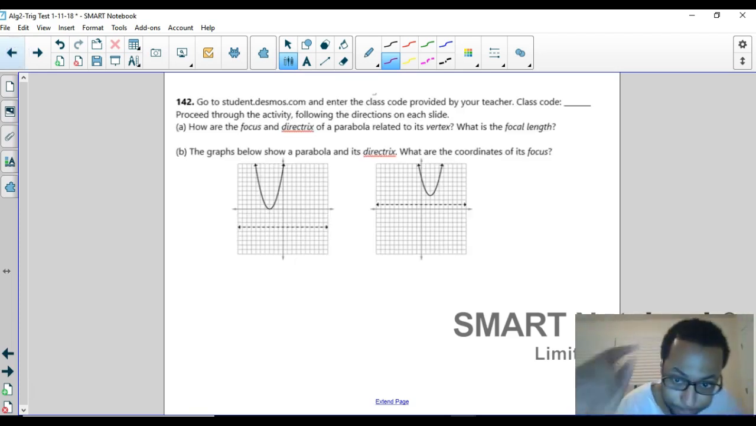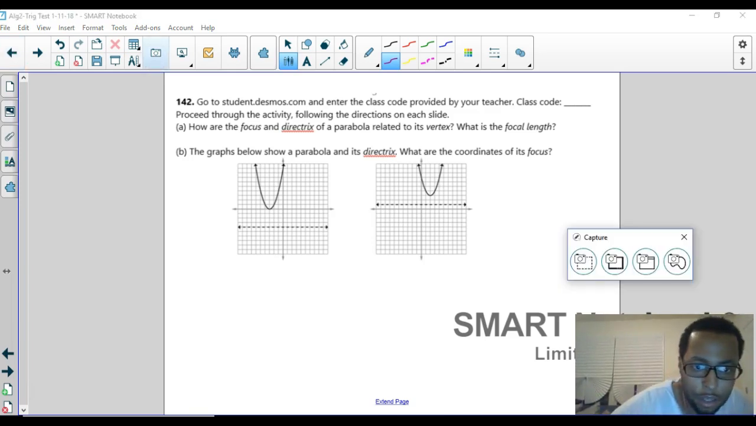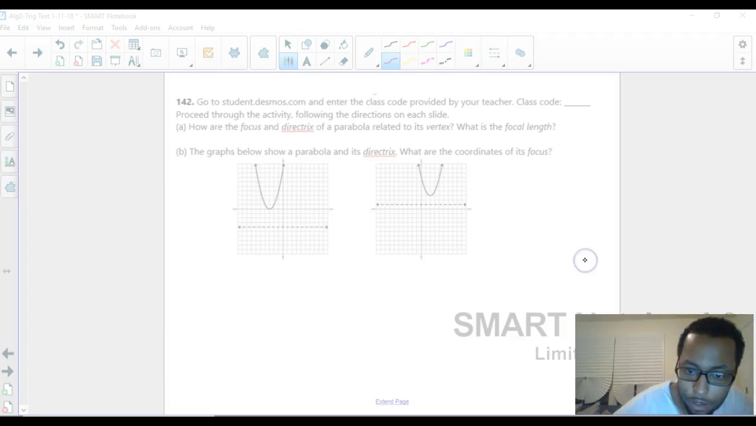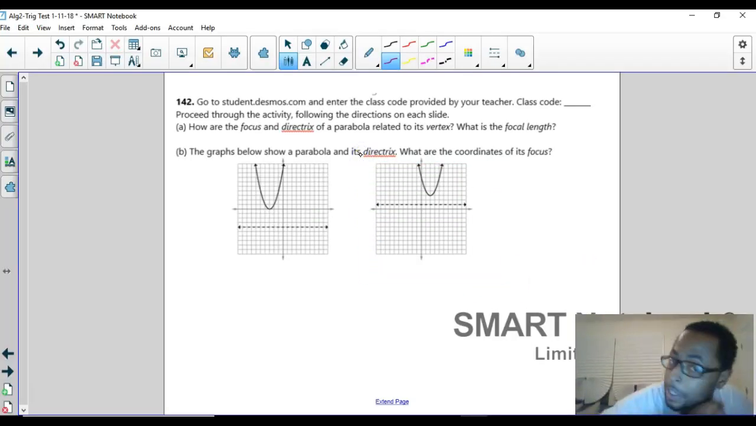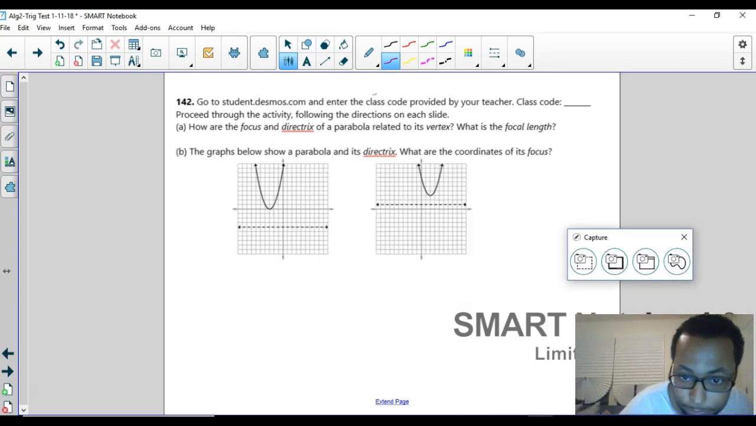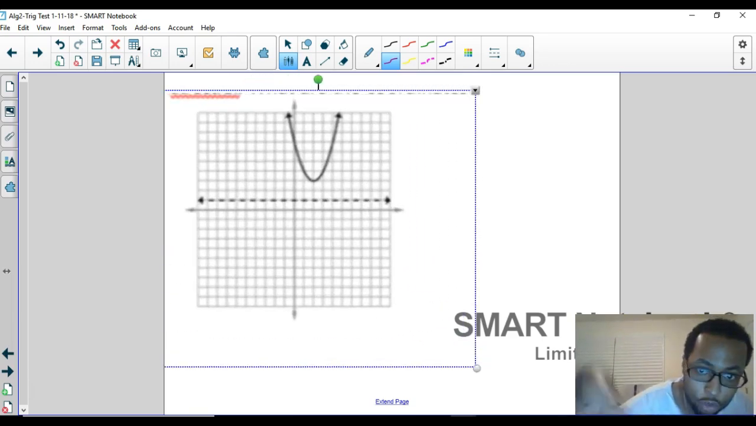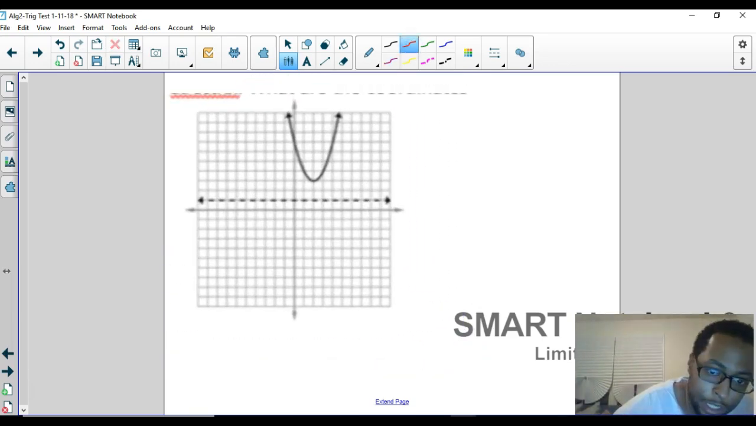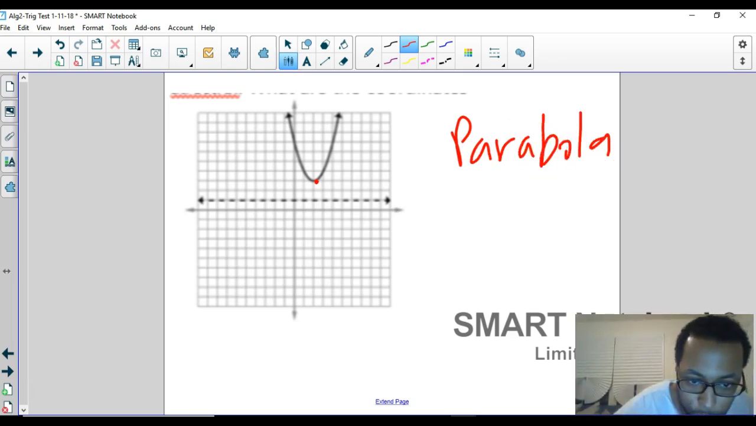Now look at the second one. Again, I'll make it a little bit bigger so we can see it. Same thing, same idea. And again, just remember this: the parabola is at this part, the lowest part right there. So our parabola is, let me see, 1, 2, 1, 2. So our parabola is going to be 2, 2.